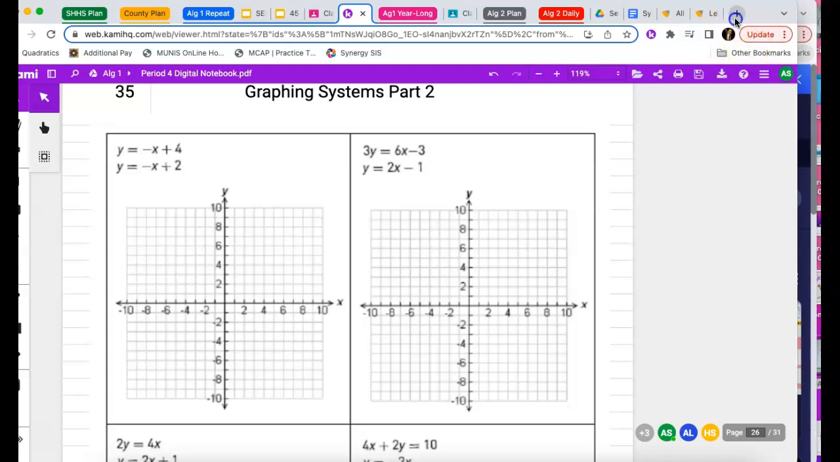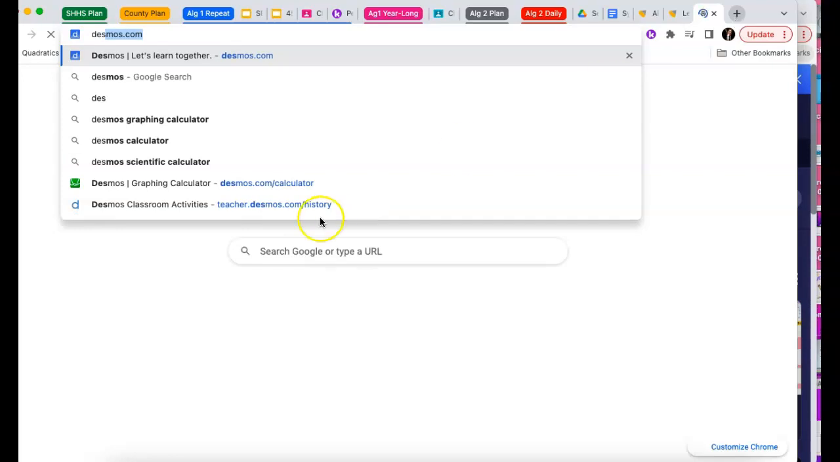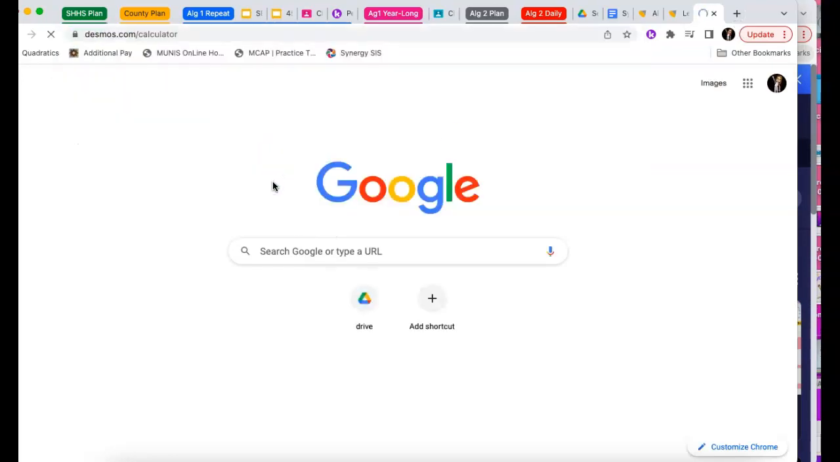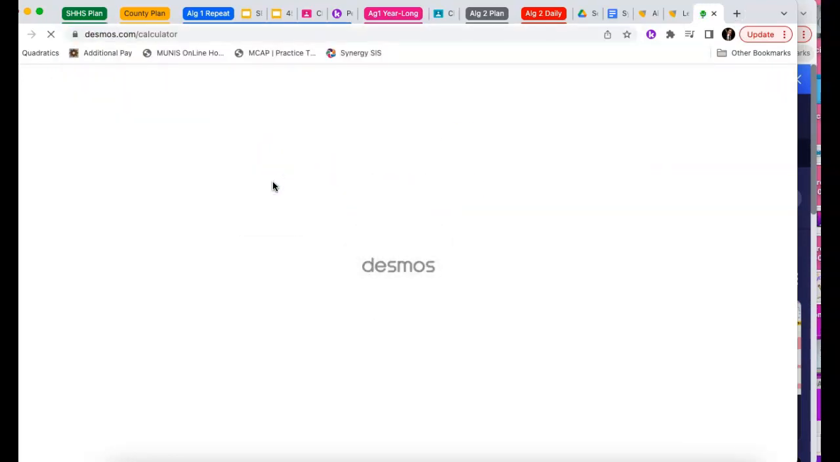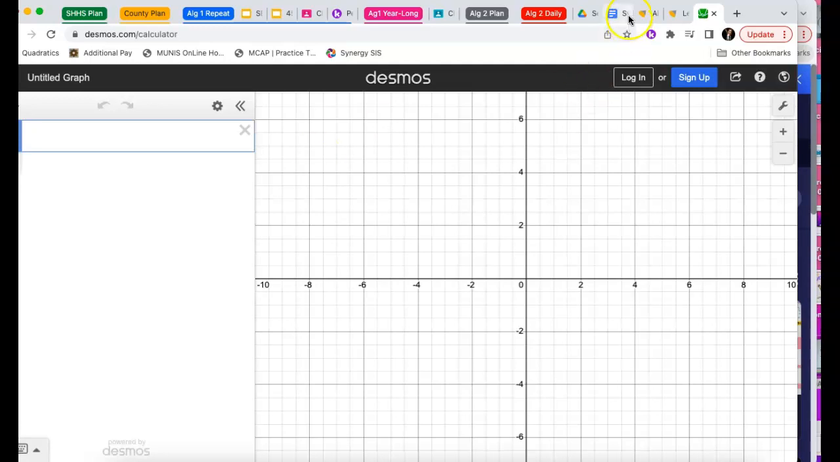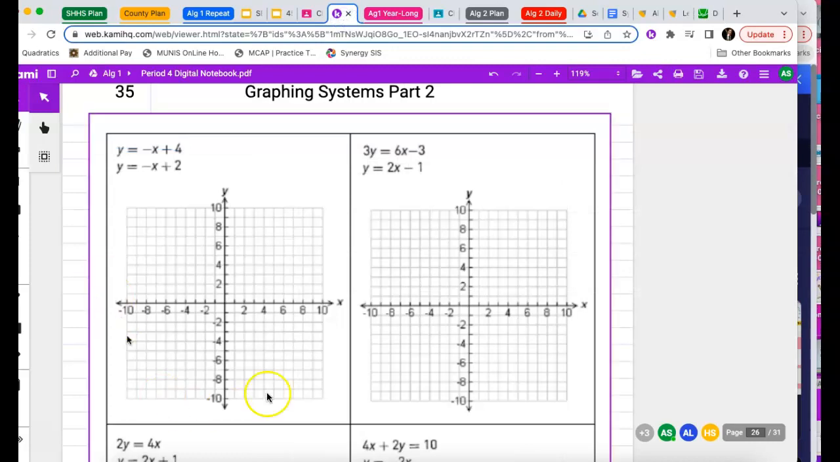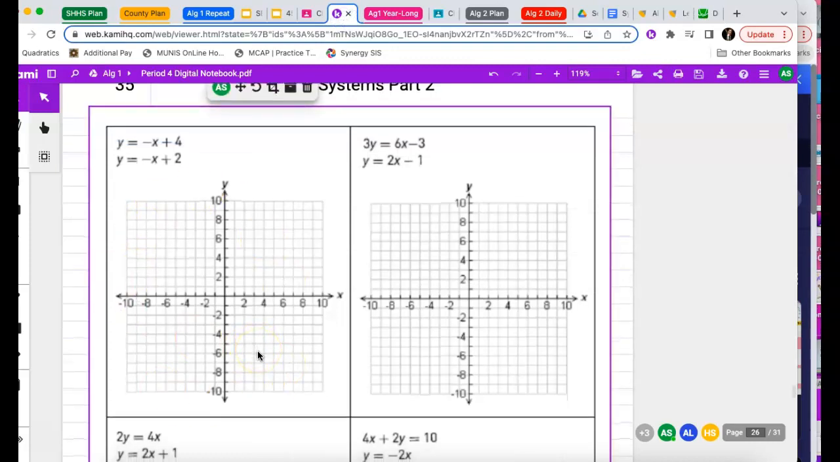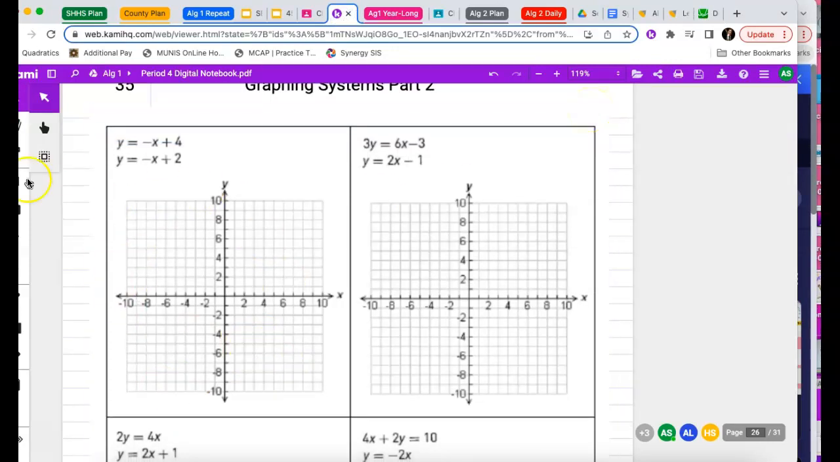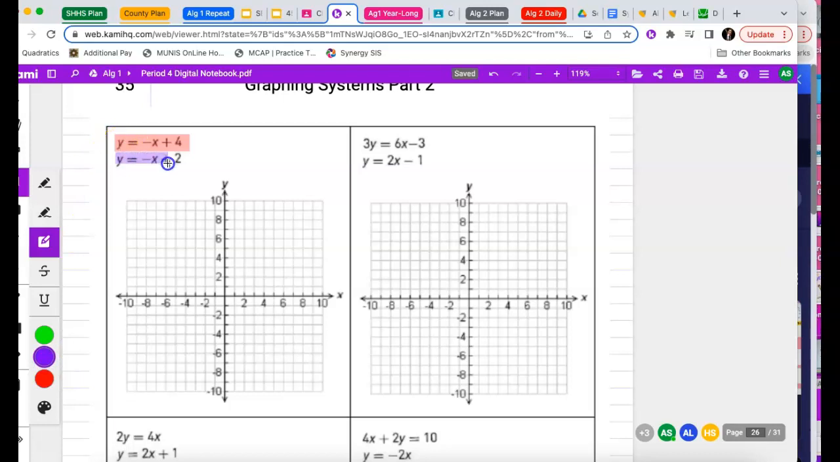So you're going to need to open up a Desmos graphing calculator for this. To recap from page 34, we have to type the system into Desmos, and then we draw our graph on here, and then we'll identify our solution. So first I'm going to graph y equals negative x plus 4, and then I'm going to graph y equals negative x plus 2.